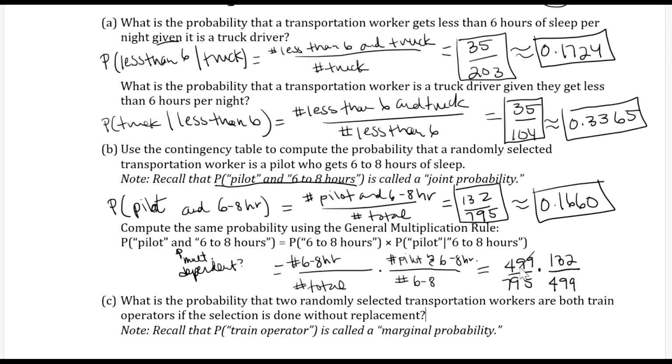Then we'll try those out. Those can cross out because they cancel out. If you didn't cross them out, that's fine. You can multiply across the top and across the bottom, and you'll get 132 over 795. When you find the proportion for this, you similarly get the answer as above, which is 0.1660.